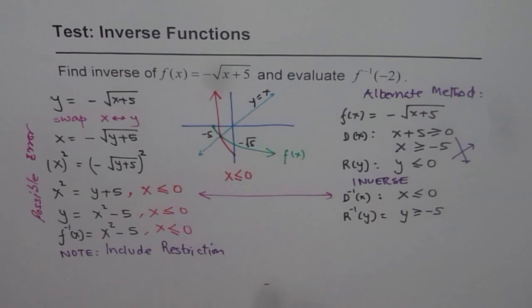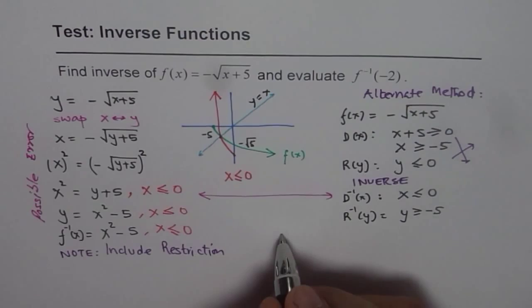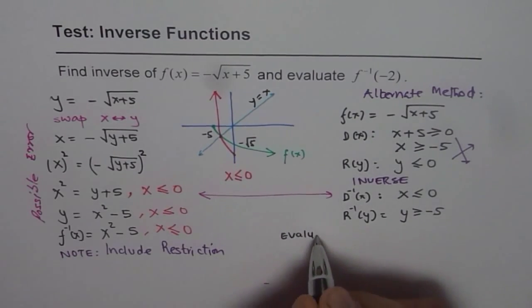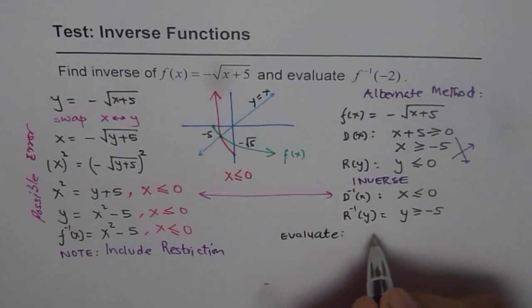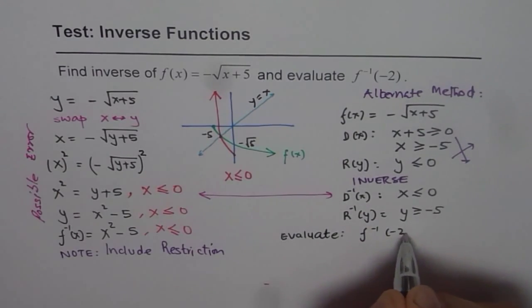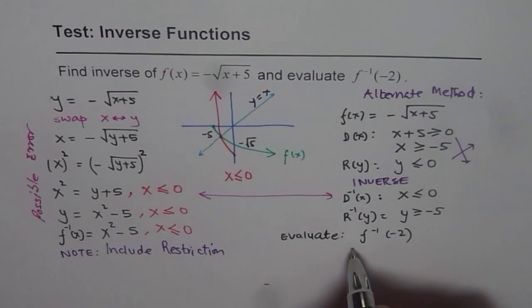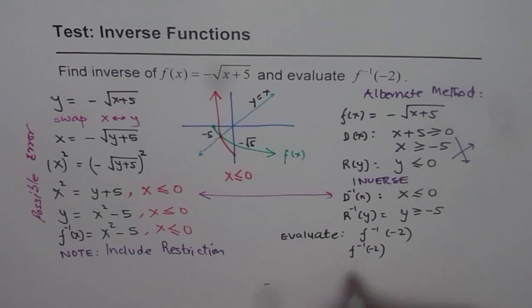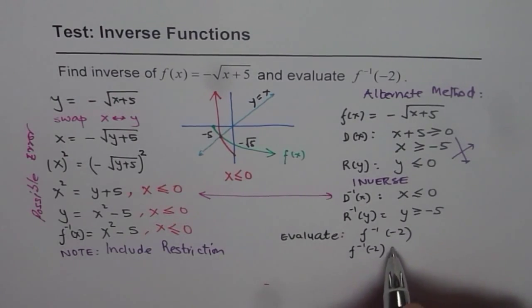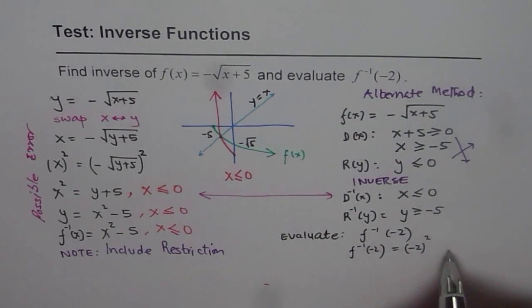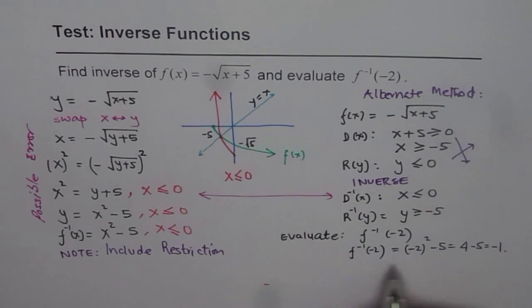Now let's look at the second part, which is to evaluate. So now let us evaluate f inverse of minus 2. Since we know the inverse function, f inverse of minus 2 should be how much? We replace x with minus 2 here, which gives minus 2 squared minus 5, and that is indeed 4 minus 5 equals minus 1. And so we get our answer.